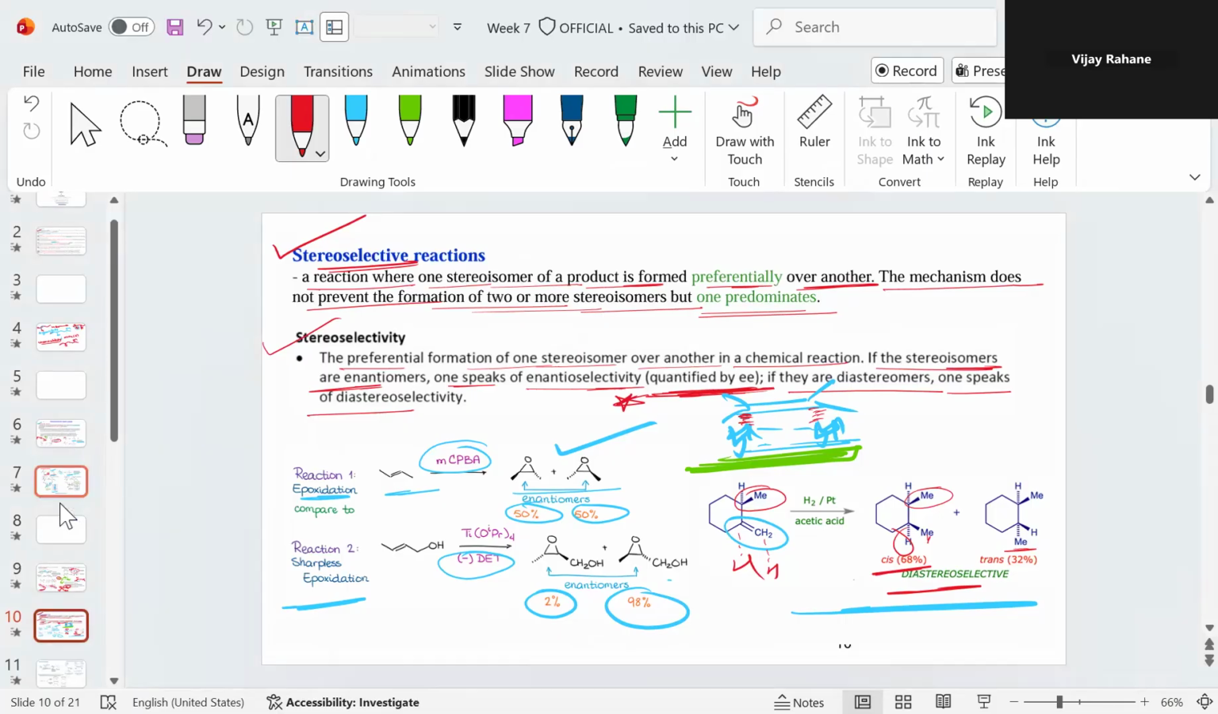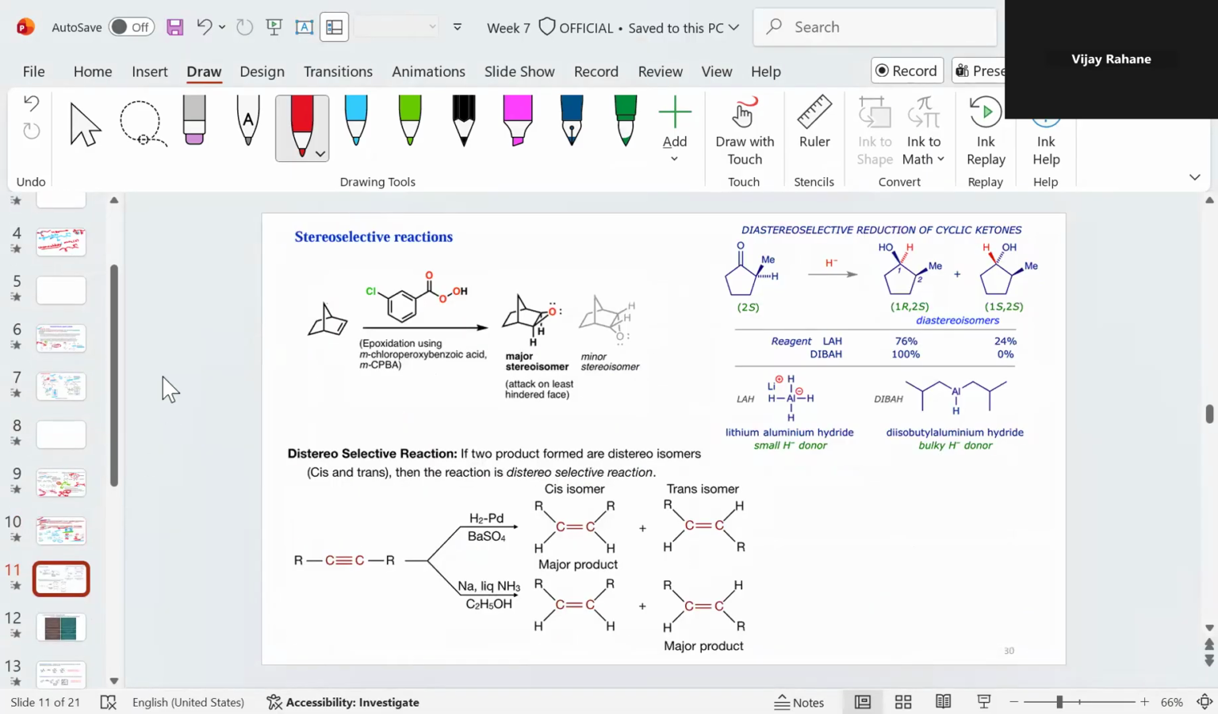Okay. So we'll move to some more examples of this stereoselective reaction. Please observe carefully in this reaction. In these few examples, you can clearly see. This is the first example of the epoxidation of this structure, and you can see, in the upward direction, there is a steric hindrance of this CH2 group when this epoxidation is happening.